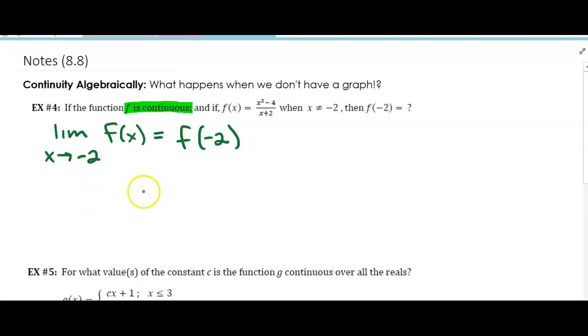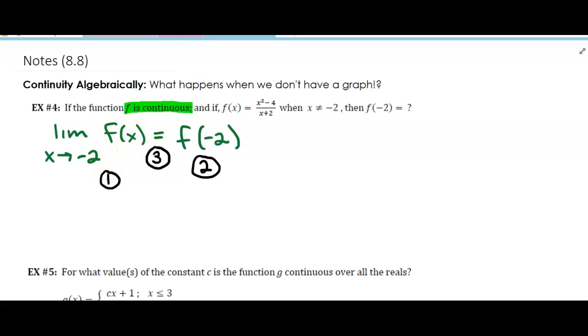So the limit as x approaches negative 2 of f of x is equal to f of negative 2. And that hits on every single piece of our definition of continuity. Again, the first part is that the limit exists. The second part is that the function value exists. And the third part is that they are equal to each other, and that is when we know that the function is continuous at that x value. And so we can actually use this information to help us find f of negative 2. We need to figure out what the limit as x approaches negative 2 of this function is.